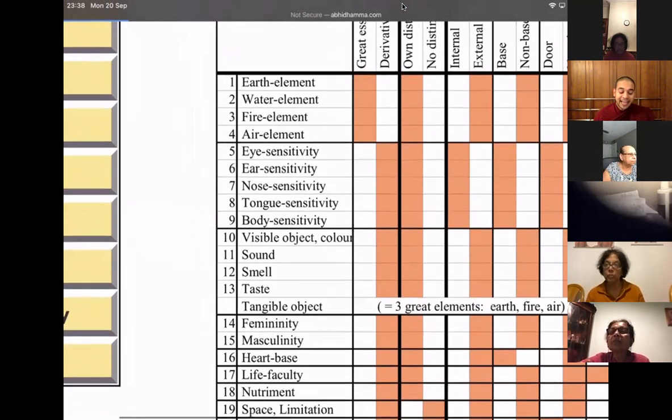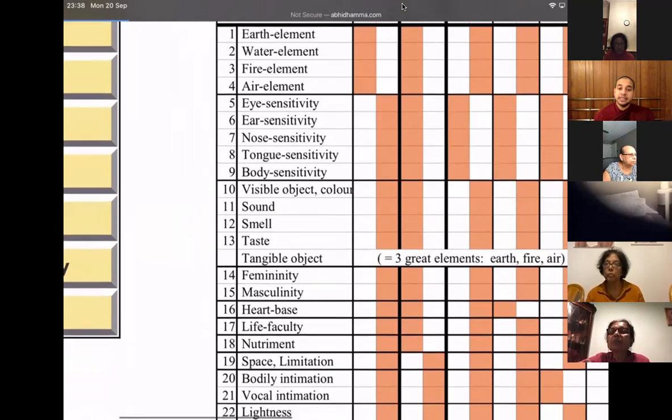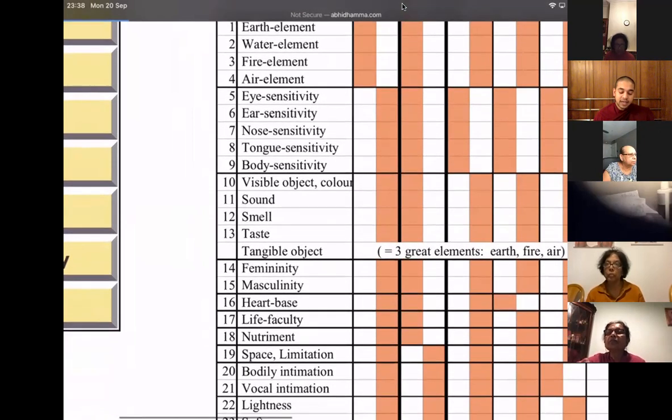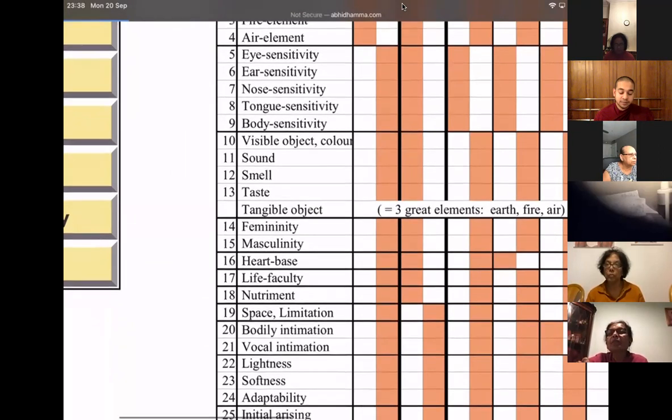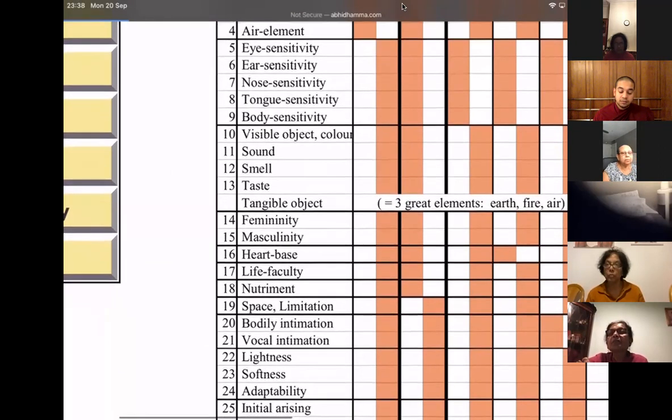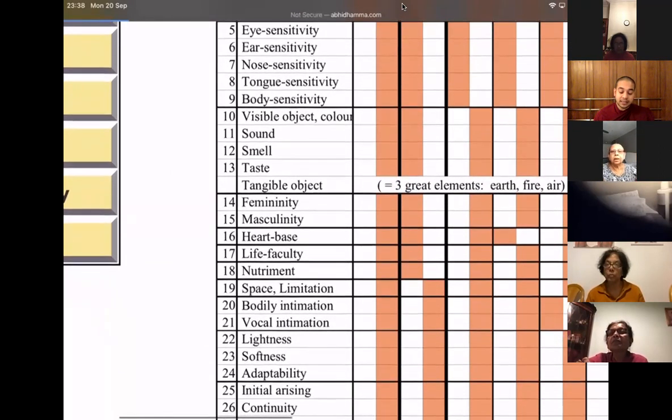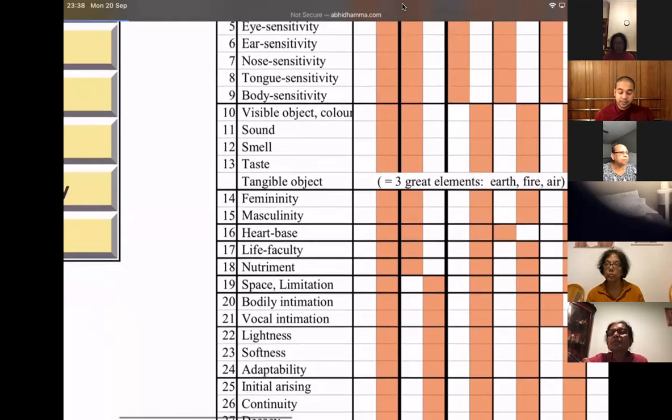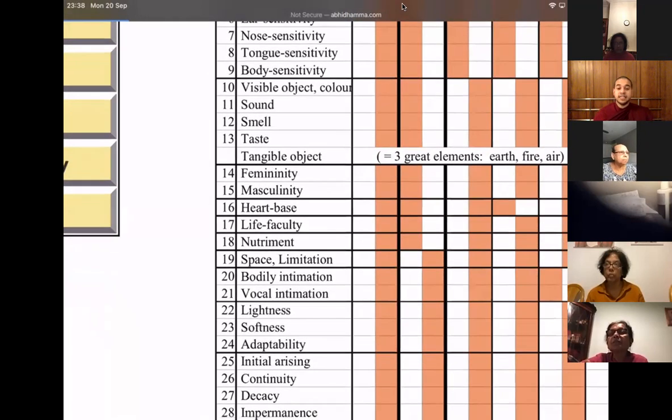We have eye, ear, nose, tongue, body sensitivity. We have visible object, color, sound, smell, taste, and tangible object, which is found within the three great elements. 14 and 15, masculinity and femininity.